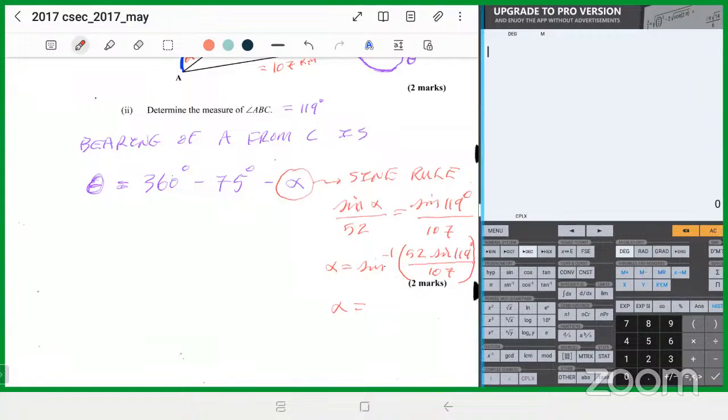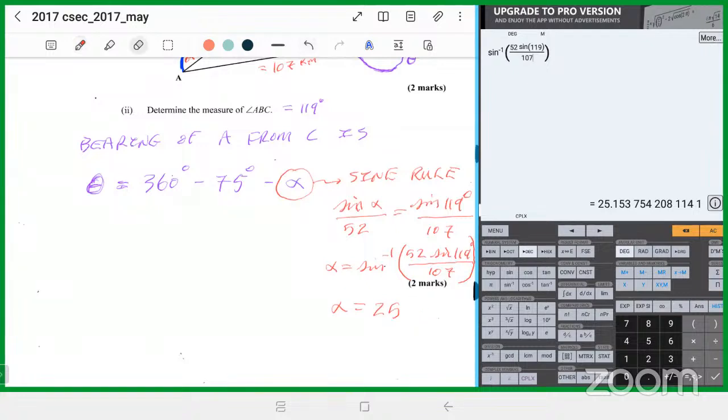So it's sine to the minus 1 of a fraction. It's 52 sine 119, calculated in degrees, yes. And we're dividing that by 107, and we get 25.1 degrees. Well, these are all whole numbers, so I don't need a 0.1. I'm just going to put 25.